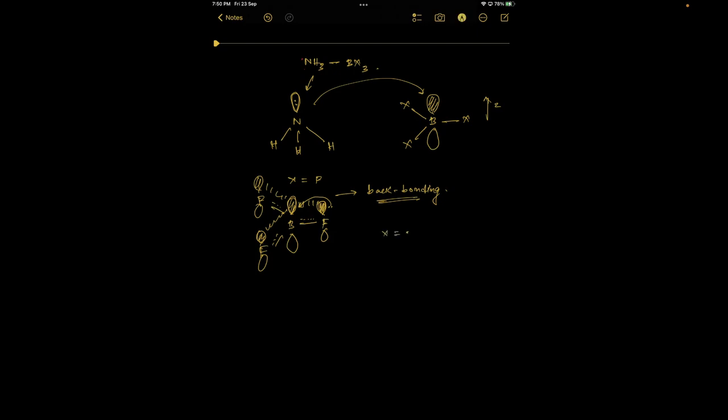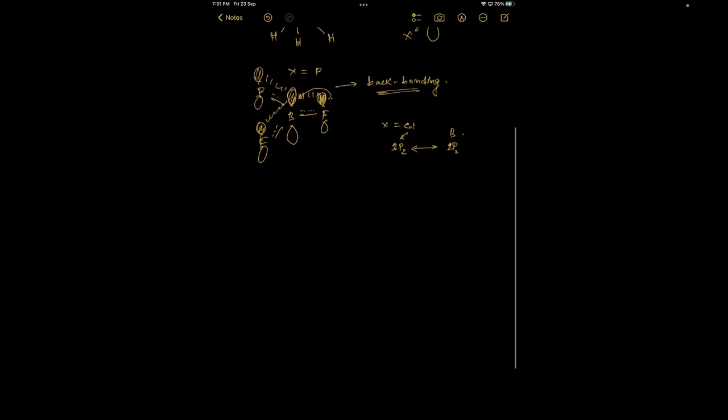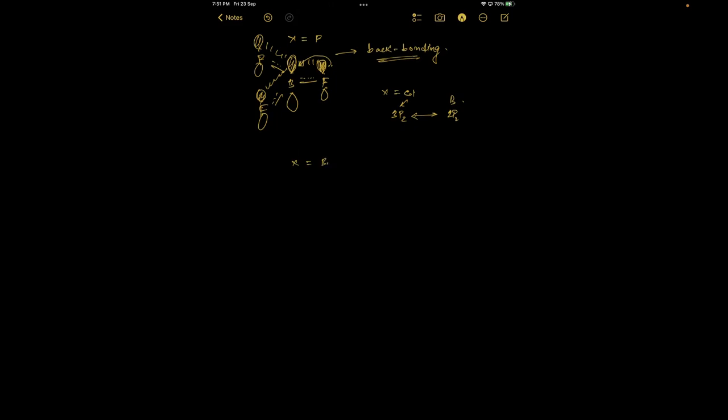Now in X equal to Cl, that means BCl3 case, chlorine has 3pz orbital, right? And boron has 2pz orbital. So the 3pz orbital is larger compared to the 2pz orbital. So that's why the overlap between these two filled and empty orbitals is not that much. So the back bonding is not strong in BCl3 compared to the BF3 case. And also X equal to bromine, BBr3 case, the bromine has 4pz orbital and the boron has 2pz orbital, and the overlap or interaction is weak because of size mismatch. So the back bonding is also weak in this case.